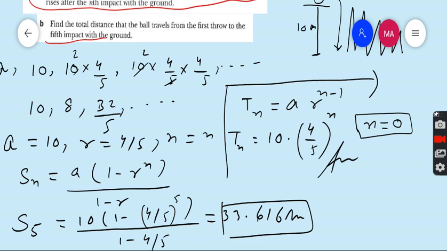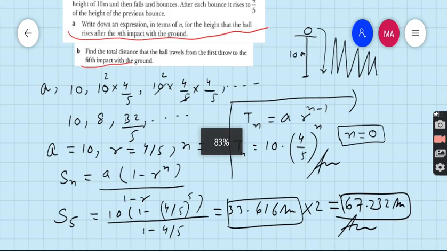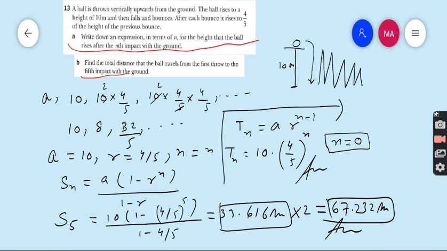But this is not the final answer, because we need the total when the ball goes up and when the ball goes down. So we should multiply this answer by 2. So we will get the final answer, 67.232 meters. This is the final answer of part B. I hope you enjoyed this question, but I got a little bit confused about it.